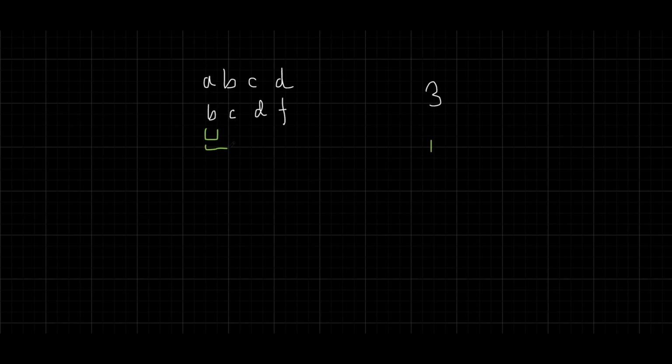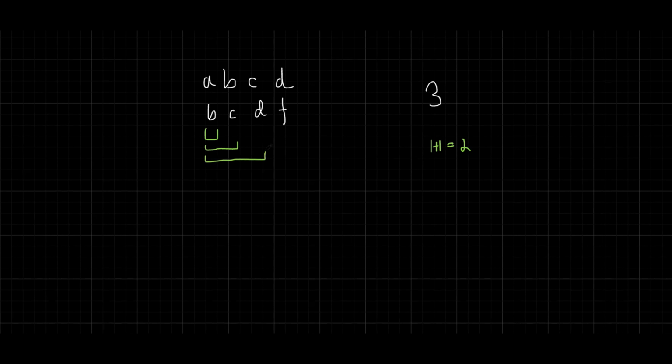Now, we have to expand our window into this position. So here, we have to convert C to B. So the difference will be once again 1. So in total, there will be 2 differences. Now, it is less than 3 as well. Okay, so far so good.